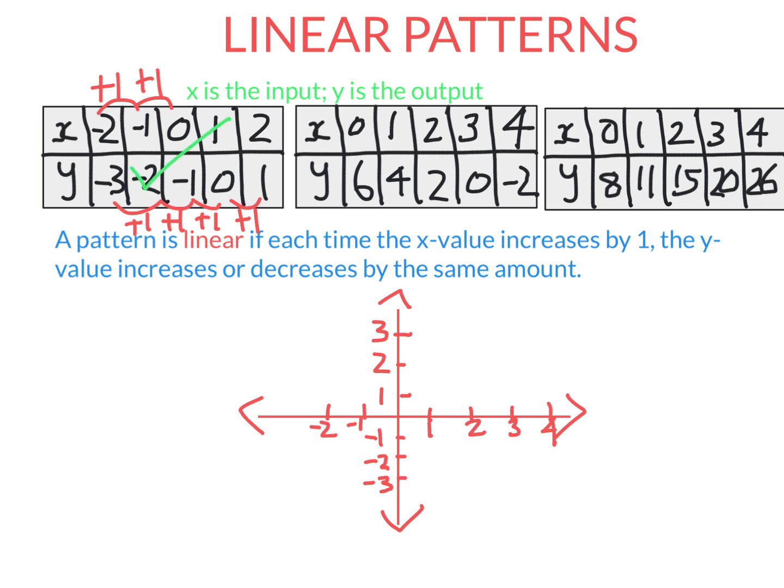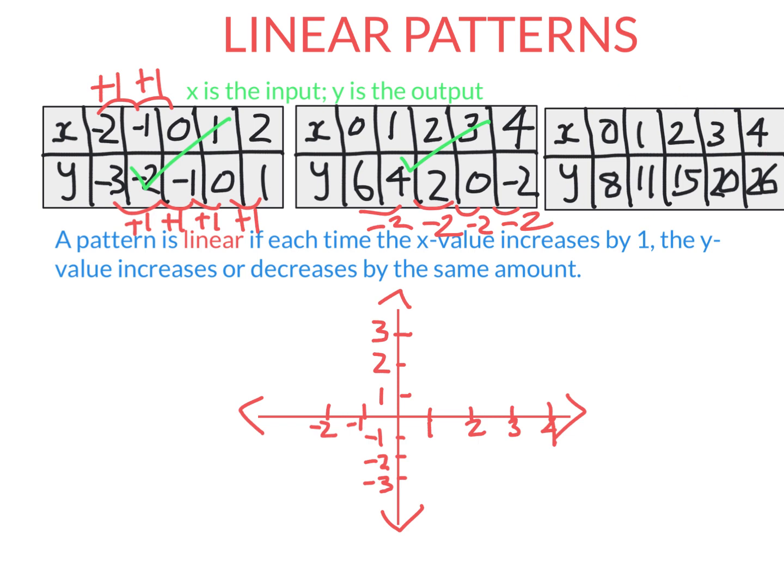I'll give it a tick to show that it is a linear pattern because y is going up by the same amount each time. So here, it doesn't matter where x starts, whether it starts at -2 or 0. All we need to know is each time x is going up by 1, y is going down by 2. We're minusing 2 from y each time. That means that this is definitely a linear pattern because y is going up or down by the same amount each time x goes up by 1. It doesn't matter if it goes up by the same amount each time or down by the same amount each time. That makes it linear.